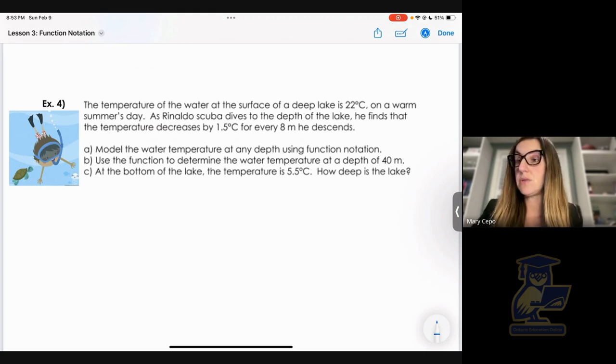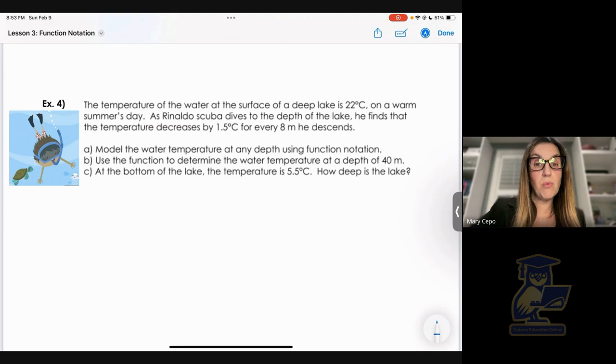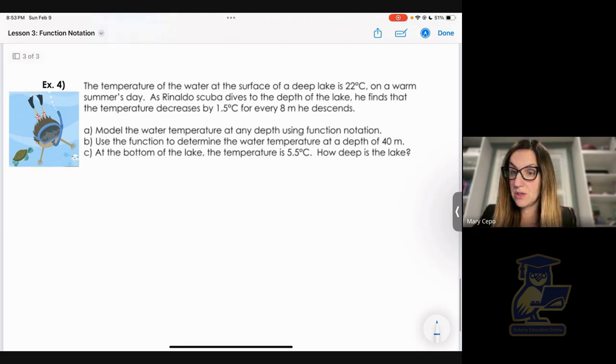So before we can do anything, we do need to come up with what function would represent this situation. So we have that we start.